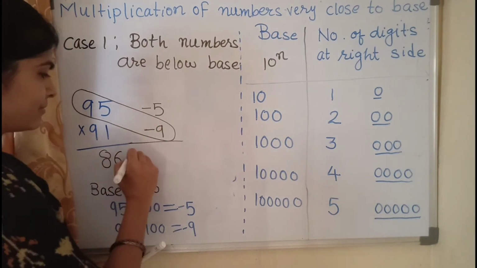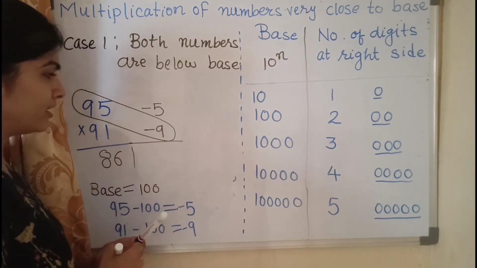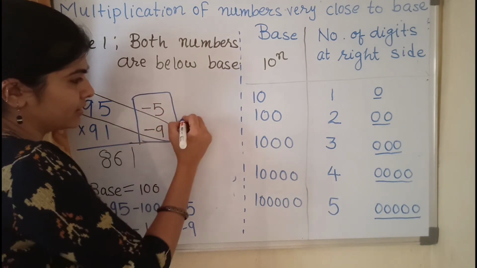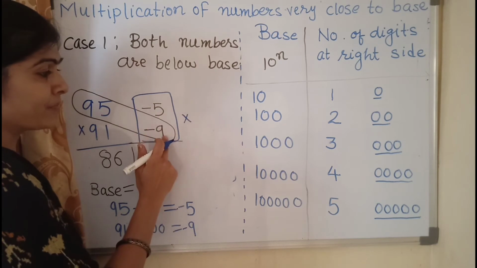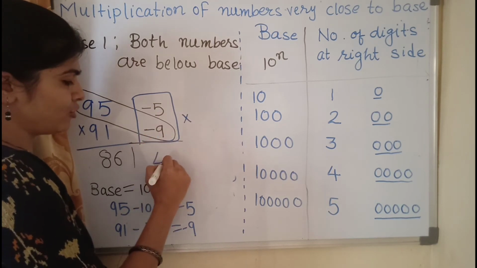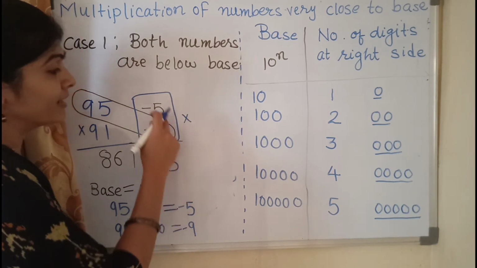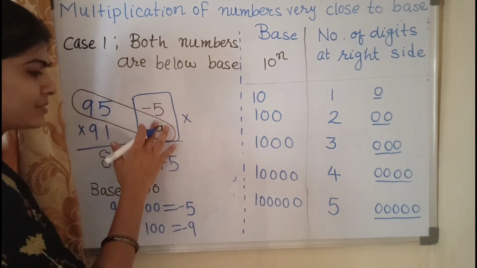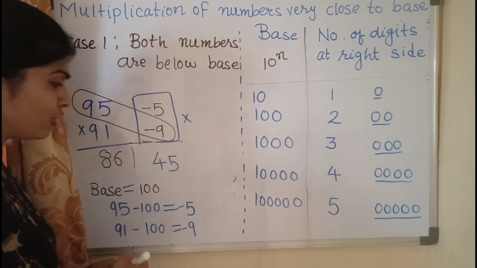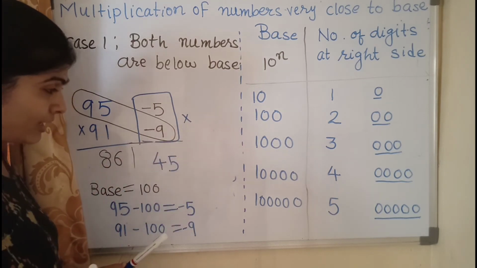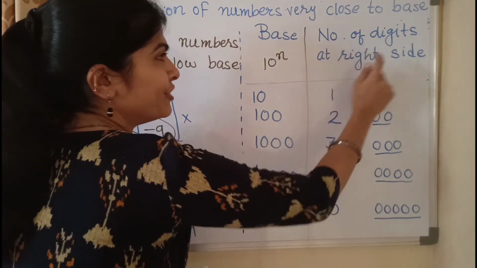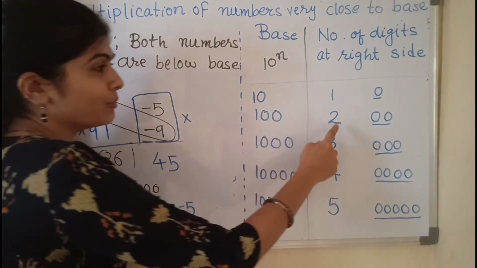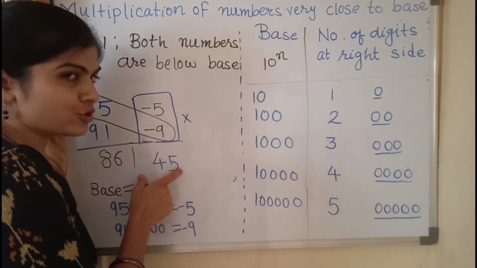Now what is the next step? This is the answer for the left hand side. How can we do the right hand side? On the right hand side, you should do multiplication. If I multiply 5 times 9, what is it? It is 45. Both the deviations are negative because they are below the base, so minus times minus would be plus. So it would be positive only, and we will consider 45. Now what is the meaning of the number of digits on the right side? Here the base is 100, so how many digits should be there on the right hand side? There should be 2 digits.